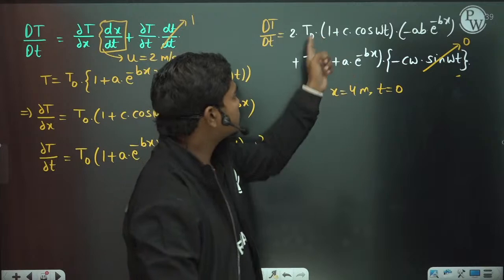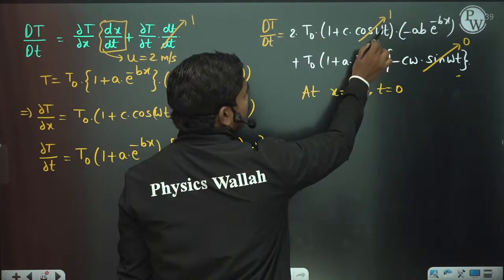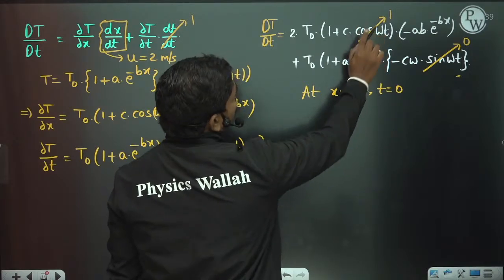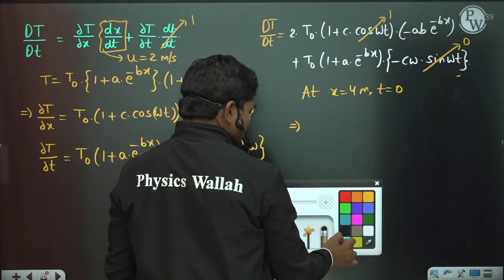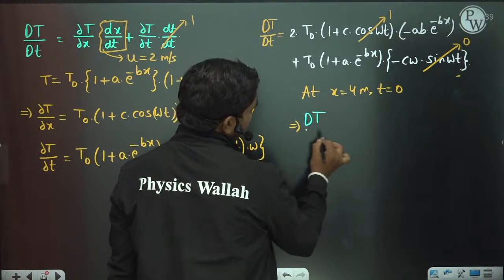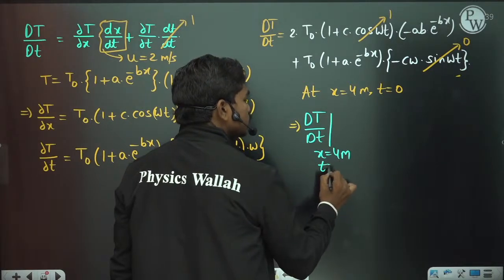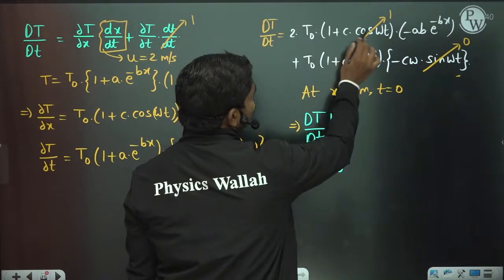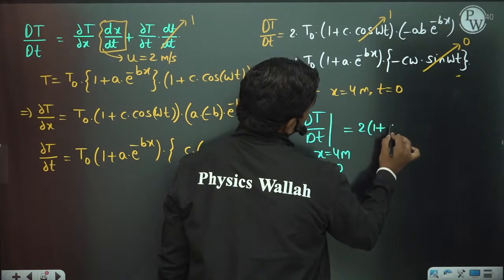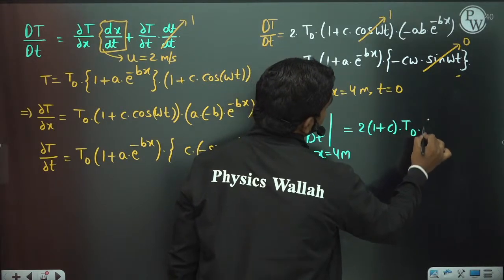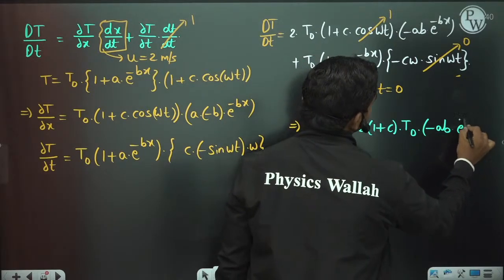Now let us go for this ∂T/∂t, and of course this cos ωt value is 1, because when you put time t equal to 0, cos 0 comes out, so the value is 1. So 1 plus 1 is 2, 2 into 2 is 2, so total 4 T naught. This implies ∂T/∂x at x equal to 4 meters, t equal to 0, is 2 times (1 + c) times T naught into, when you put x equal to 4, minus ab times e to the power minus 4b. This is the value.